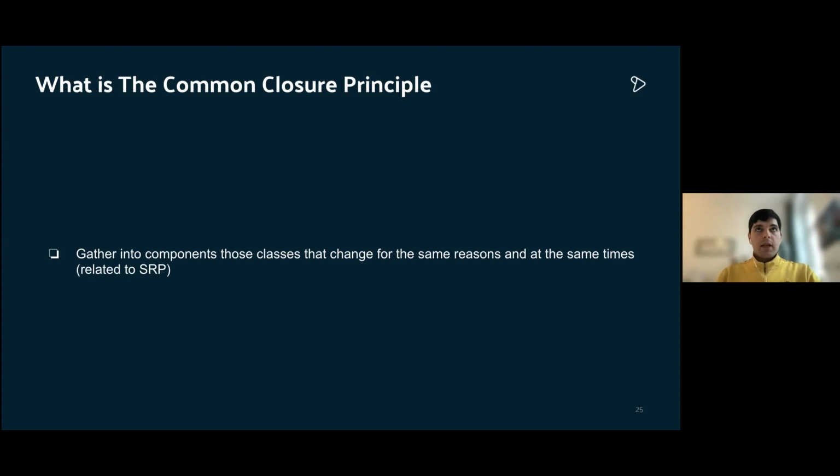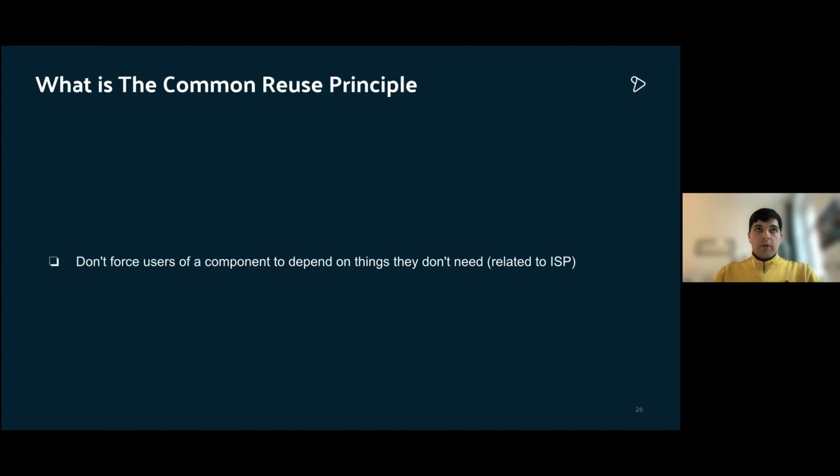And next comes the common reuse principle. Don't force users of the component to depend on the things they don't need. Again, this is the interface segregation principle restated for the components. So this principle helps us by telling us we shouldn't force our clients to depend on things that they are not going to use, right? So this CRP tells us more about which classes shouldn't be together than about which classes should be together.